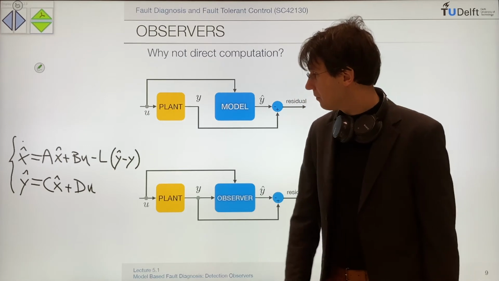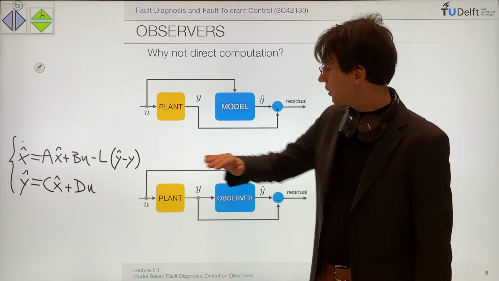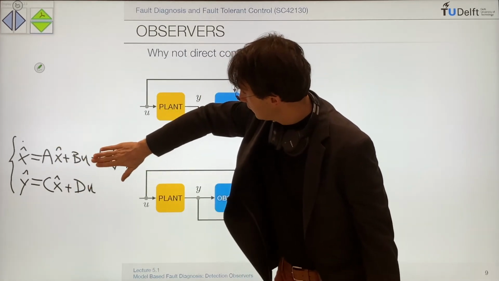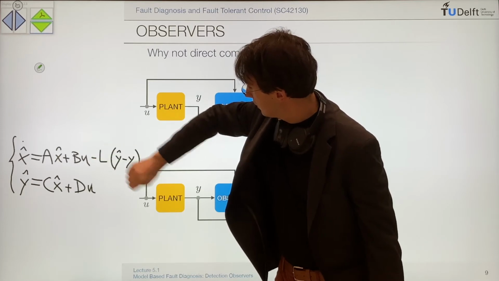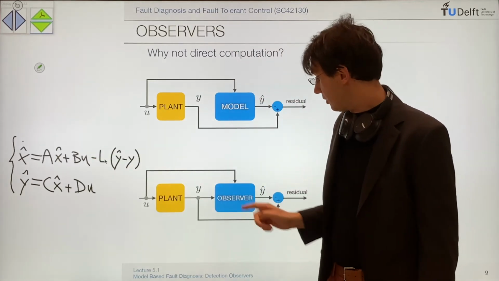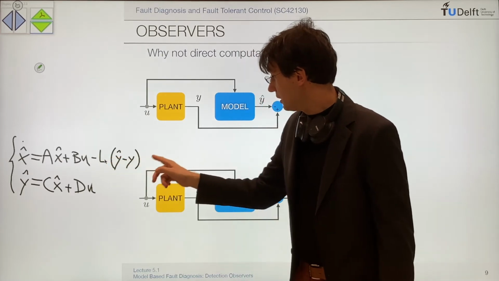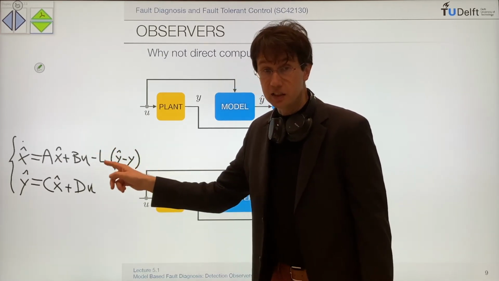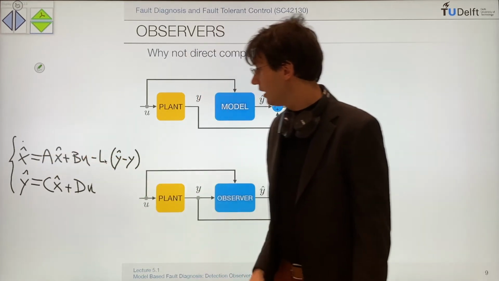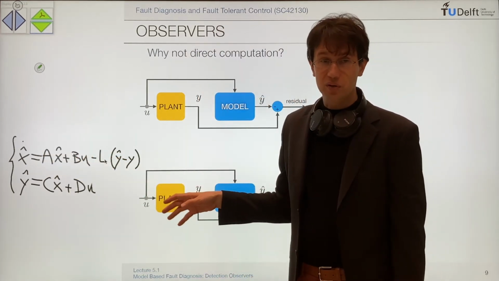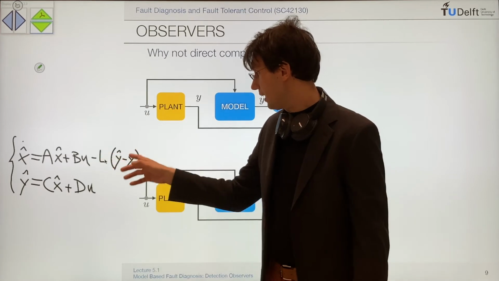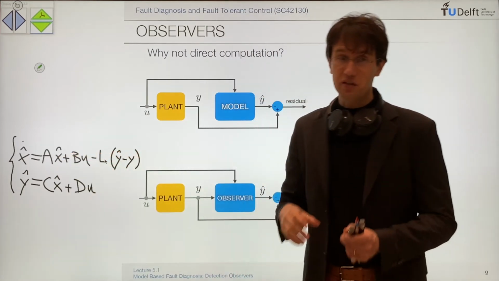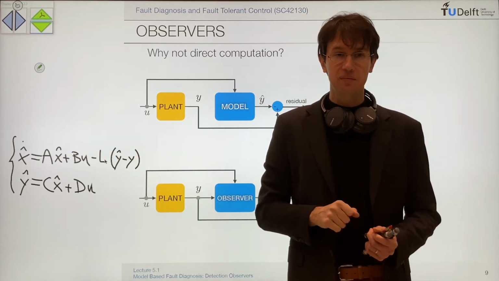And the direct computation would have everything apart from this. And the observer instead has also this. So this output error feedback here that is injected in the state equation. And if you remember from control systems courses, the purpose of that is to keep the observer tracking the system.